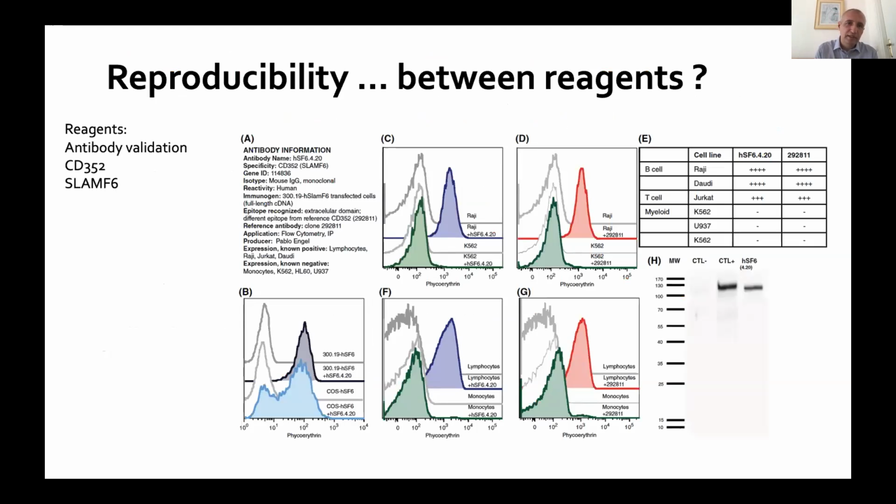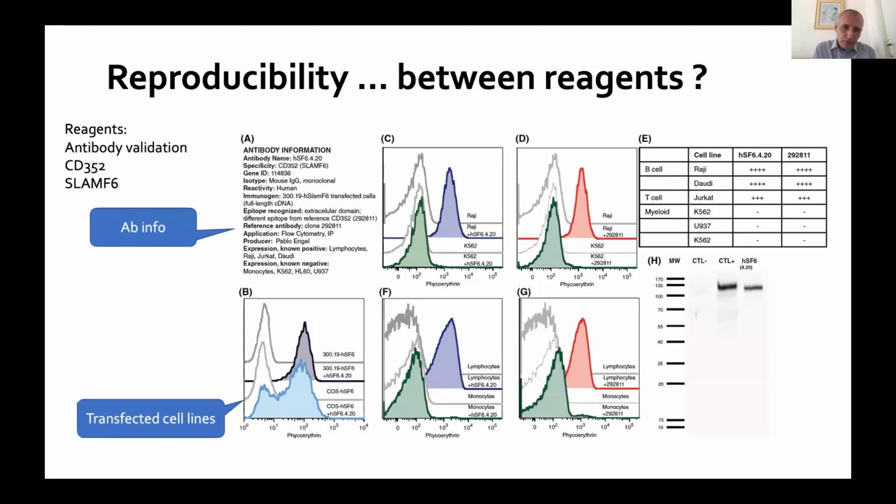So this is a summary picture on the antibody validation, where in the first panel, there is all the antibody information that we have just talked about as an example of a complete information on antibody.